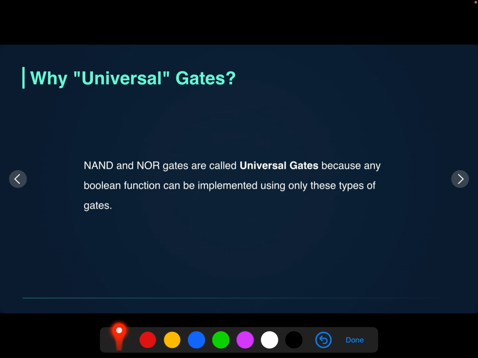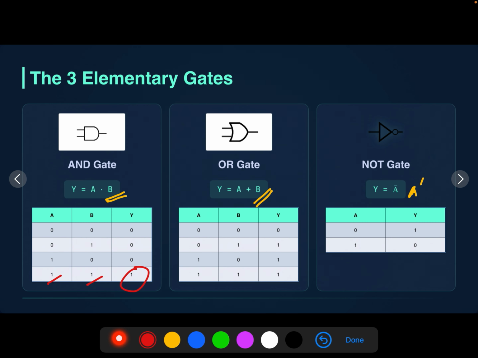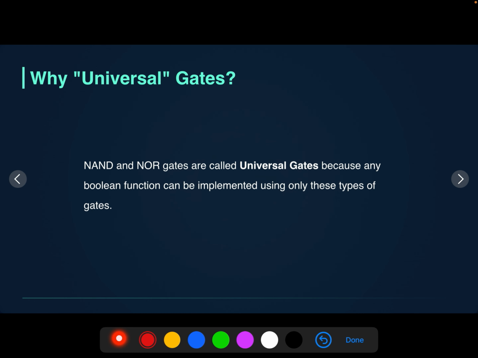Now, there are many types of gates, right? But there are two very particular ones that engineers love the most, and we call them the universal gates. Now, why do we call them the universal gates? Because you can build any other gate, AND, OR, NOT, using only NAND gates or only NOR gates. So I can create all of these using either NAND or NOR alone, right? And this makes manufacturing chips much easier and more efficient as well.